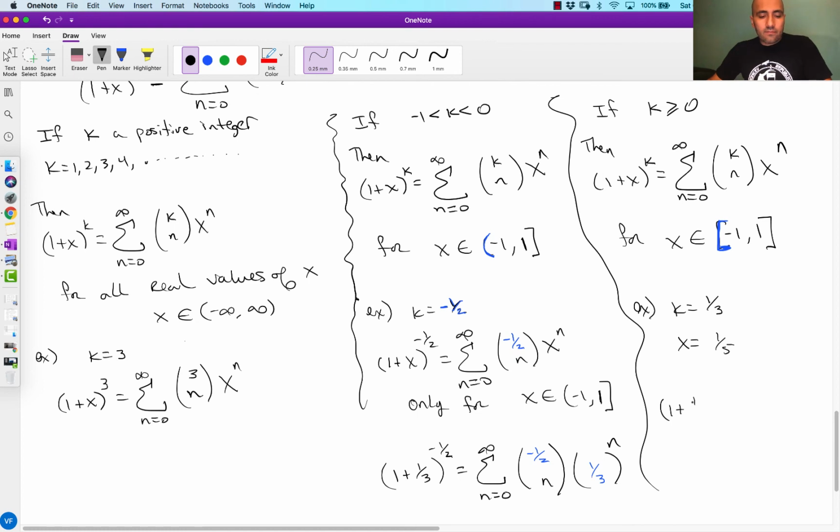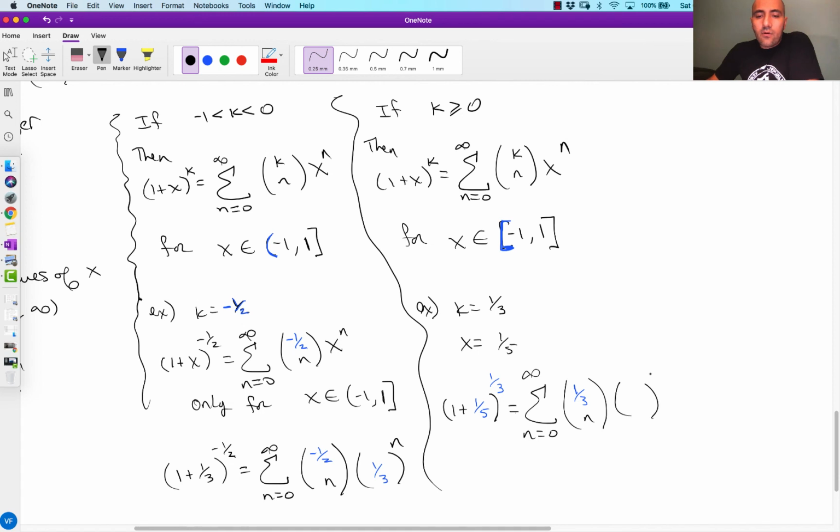1 plus 1/5 raised to the power of 1/3 will in fact be equal to the sum as n goes from 0 to infinity of k, which is equal to 1/3, choose n, and then x raised to the power of n. Now, what exactly that means, we will explore that in a little bit, but that's what this is saying. So as long as the k meets that condition, and the x meets this condition, that means that this is going to hold true. It will converge. This will be a valid Taylor representation of that guy.